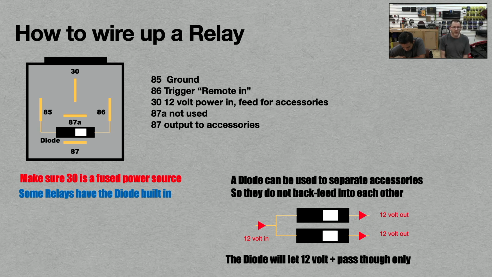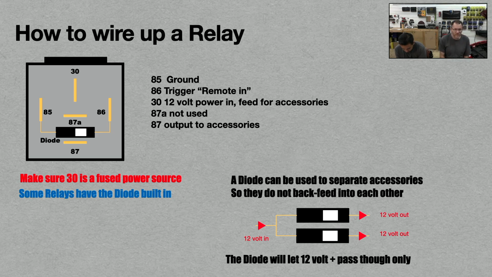12 volt power in is going to be on 30. This is your hot input. This is going to feed the accessories. Make sure it is a fused source. Don't connect it to the output of the amplifier. It needs to be a low enough amperage that it will turn off the source power. So for example, if you're powering up 3 relays, you don't need to put a 30 amp fuse here. It'd be nice to put maybe a 10, a 15, probably a 10 amp fuse on it. 87A is not used in this application, and 87 is going to be your output.